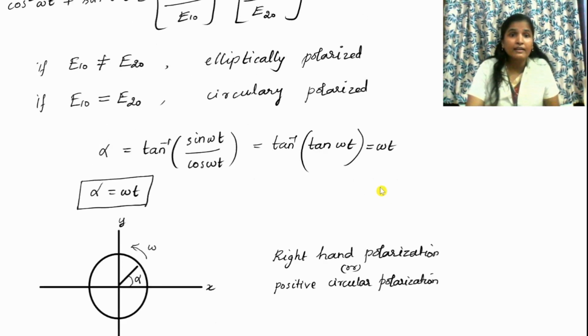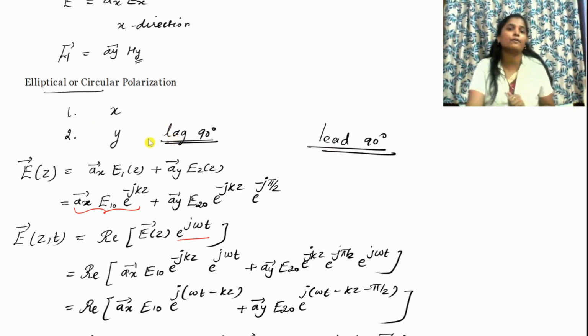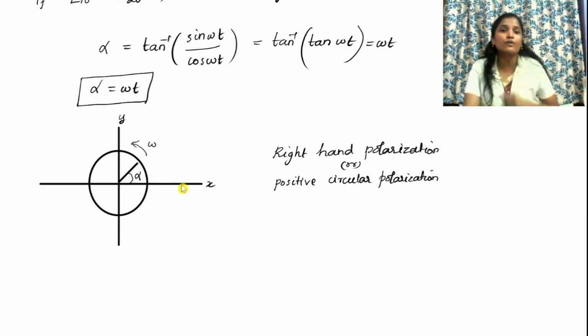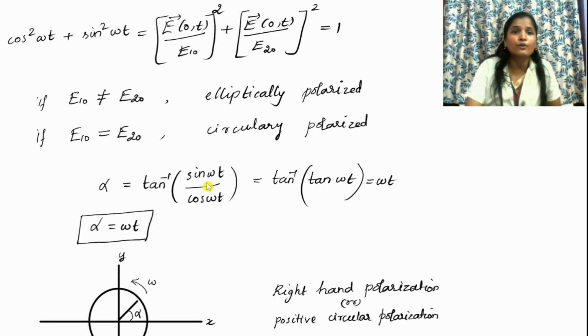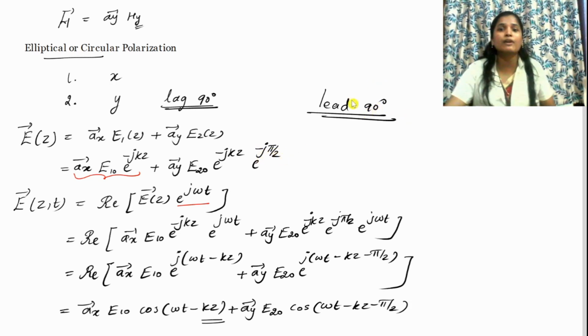Similarly, if we use a lead of 90 degrees in the same example, what we get is a negative polarization, just the opposite of this diagram. In order to examine that, we'll again assume the same condition. Instead of lagging, that means minus j pi by 2, in the next case we will assume plus j pi by 2 and analyze it.